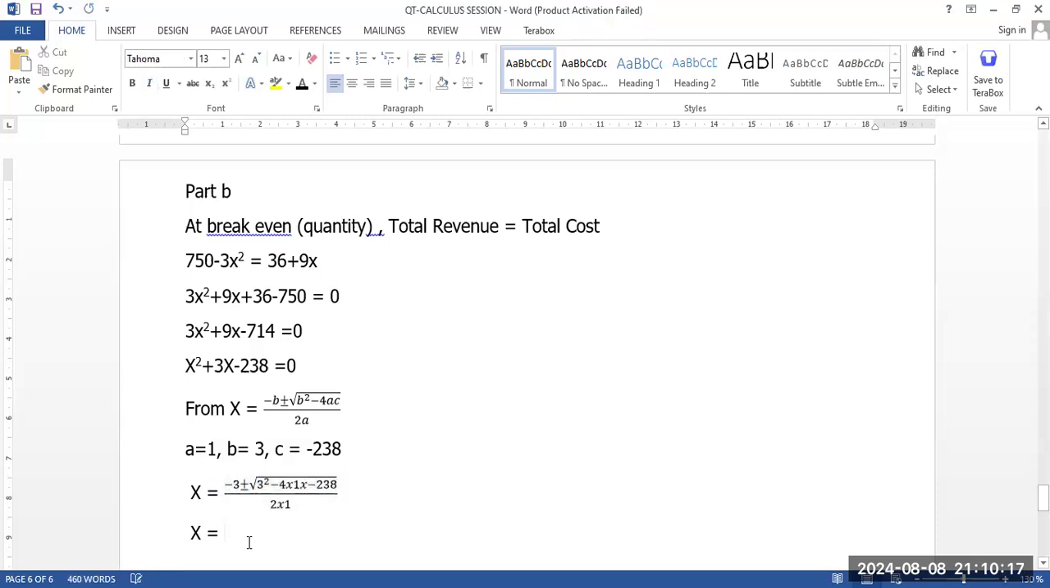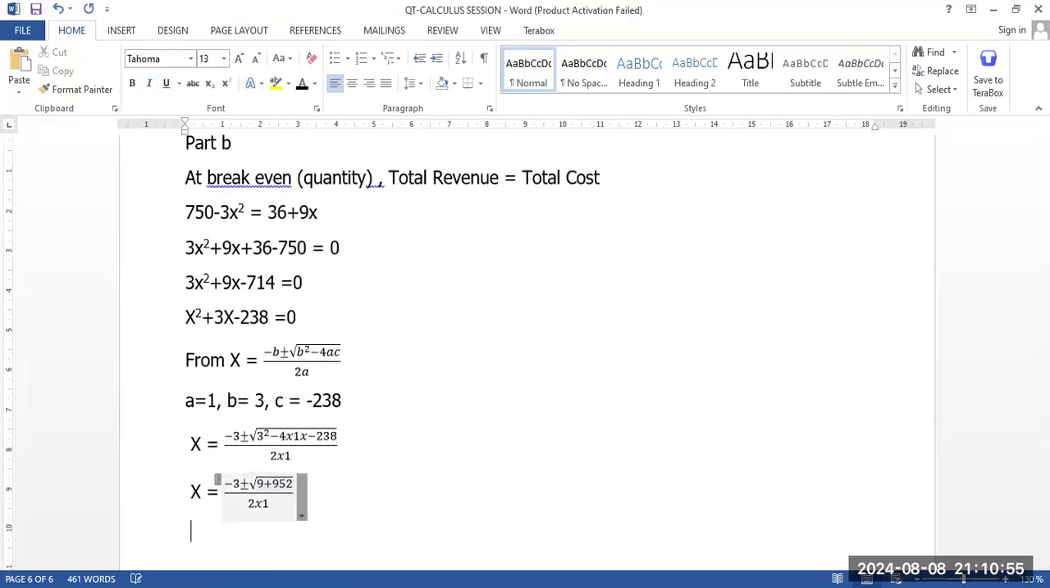when you substitute, what do you get under this? You are taking square root of what? Colleagues, if you have 3 squared, that is 9. Then negative 4 times 1 times negative 238, you get a plus. Plus what? 4 times 1 times 238. You get 952.